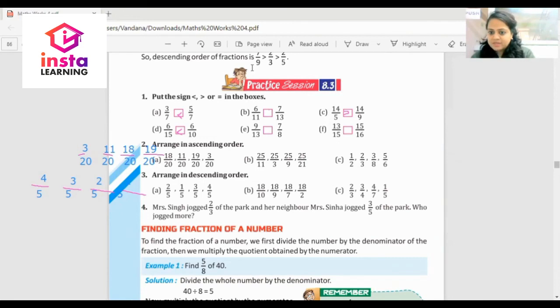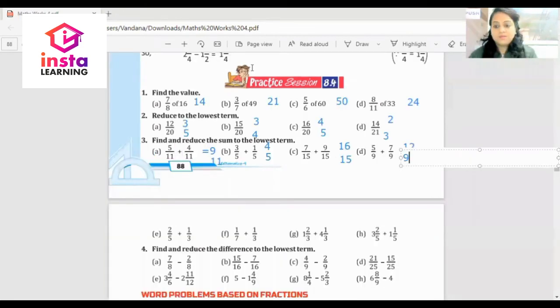Okay, students? Yes. Now students, here is exercise 8.4. You have to do it very carefully, listen very carefully. Find the value. It's your number 7 upon 8. Of means, as I told you earlier, the multiplication sign. You have to put the multiplication sign here like this. And here, write the multiplication sign.